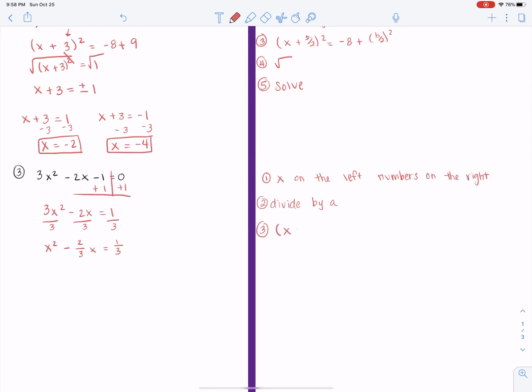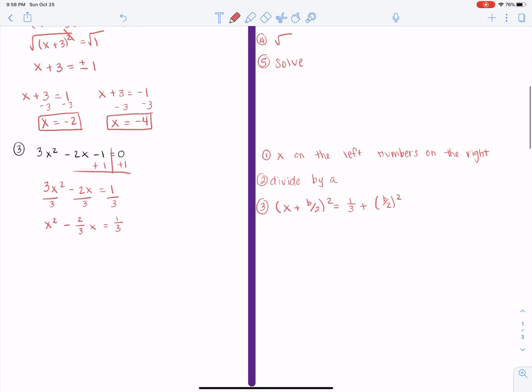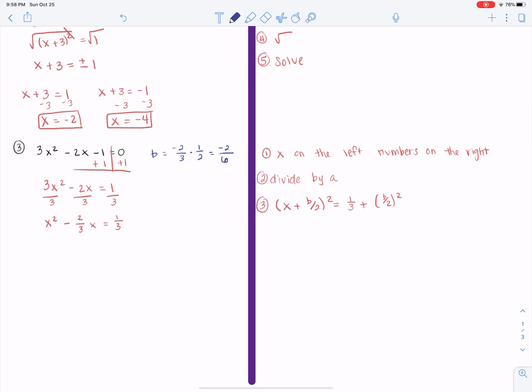So we need x plus, take the b divided by 2, equals, we have a 1/3 this time, plus whatever you get when you do b divided by 2 squared. All right, so b, let me come out to the side and do a little side work. Our b value is -2/3. If I divide that by 2, that's really like multiplying it by a half. So if I find half of it, it's the same as dividing by 2. So we end up with -2 times 1 is -2. 3 times 2 is 6. Okay? But -2/6 will simplify to -1/3.